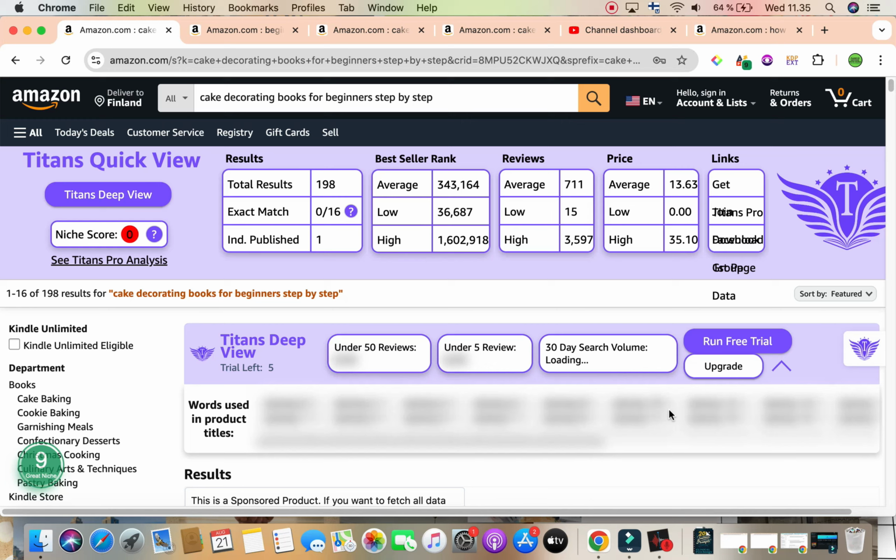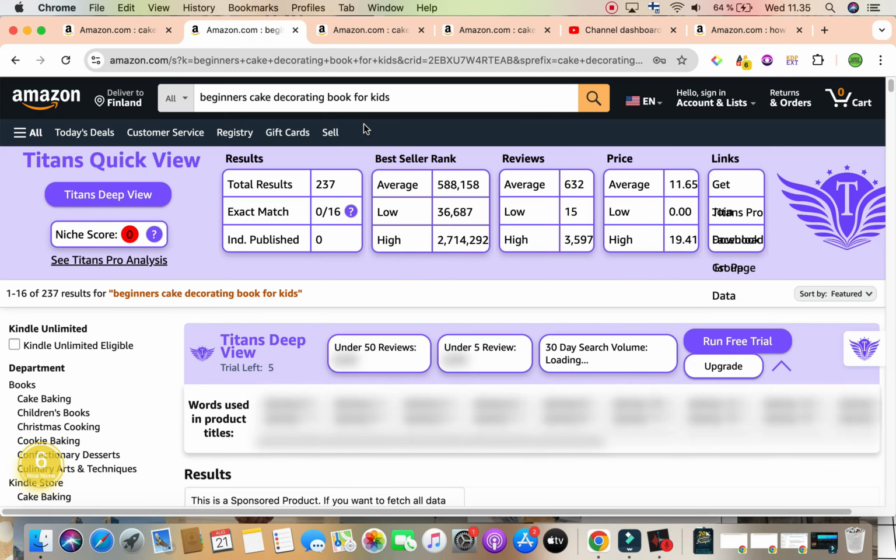Now let's head to our second keyword out of the 4 for today, and this one is beginners cake decorating book for kids, so specifically targeting children right here.